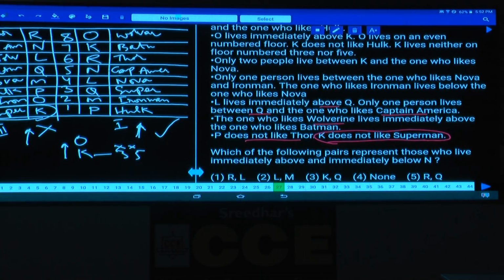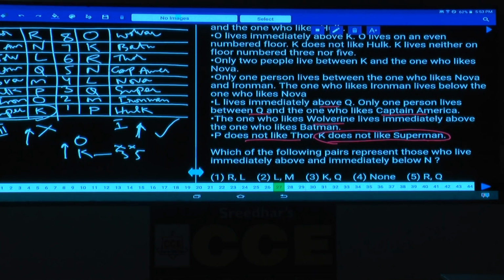Let's write down this. 27 to 32, write down this arrangement. R, N, L, Q, M, P. Wolverine, Batman, Thor, Captain America, Nova, Superman, Iron Man and Hulk is the order for 27 to 32. Then 33 onwards.